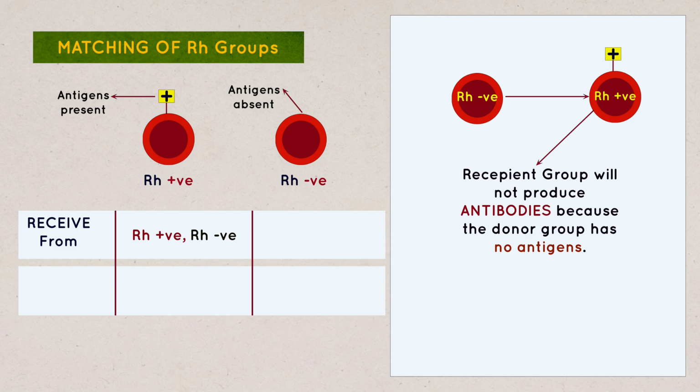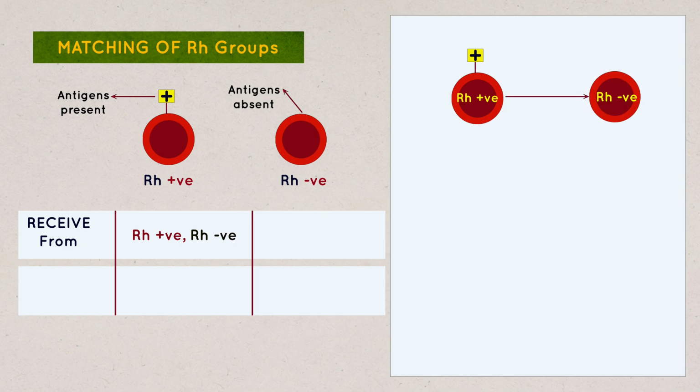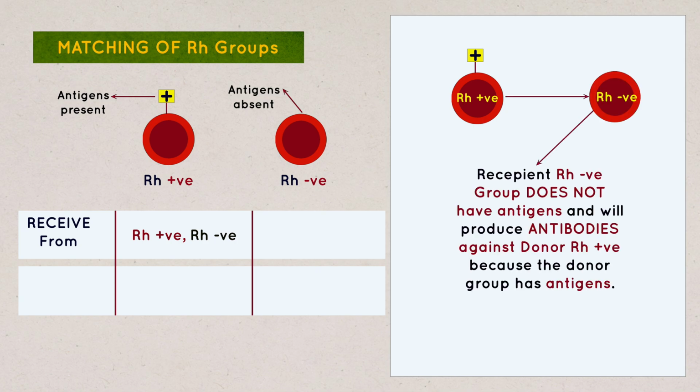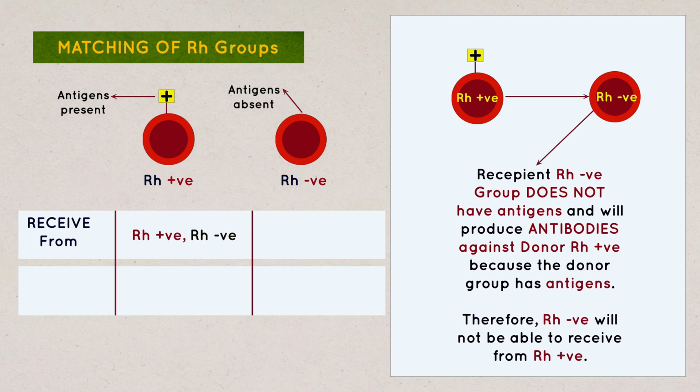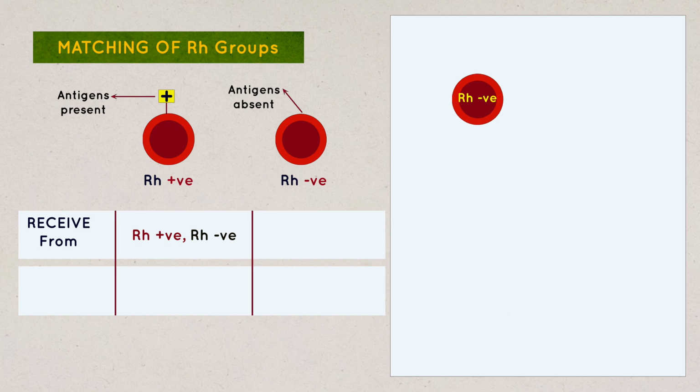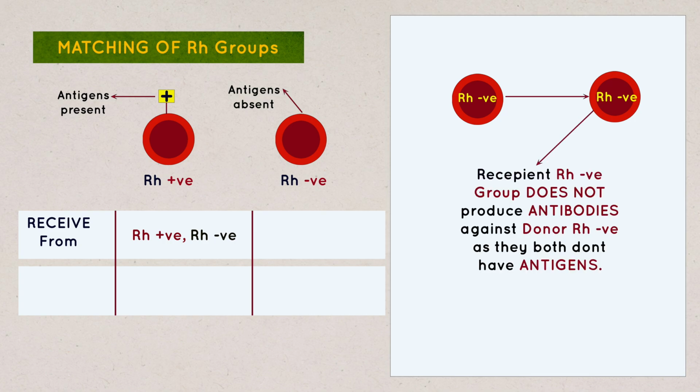Let's see what blood groups Rh negative can receive from. The Rh negative blood doesn't have antigens and will not recognize another blood with antigens, so it will produce antibodies. If we transfer Rh positive blood to Rh negative, the Rh negative will start producing antibodies against Rh antigens of Rh positive. Therefore, Rh negative will not be able to receive from Rh positive. If we transfer Rh negative blood to Rh negative, the recipient Rh negative will not produce antibodies against donor Rh negative, as they both have no antigens on them. Therefore, Rh negative will be able to receive from Rh negative.